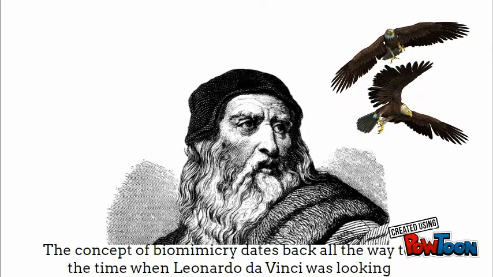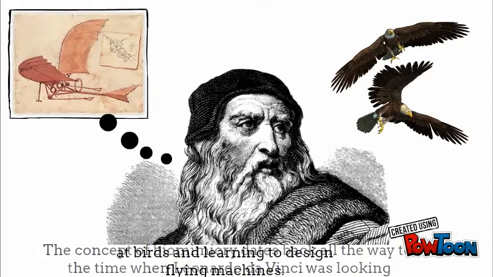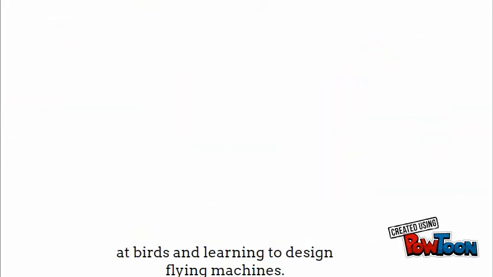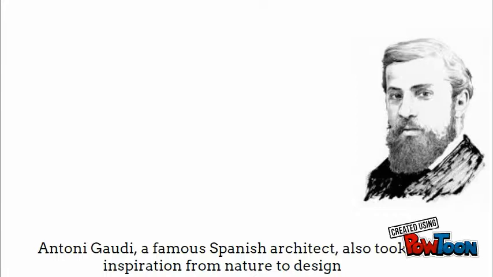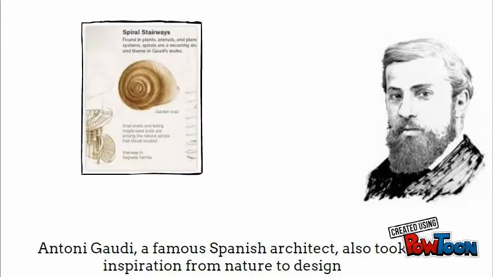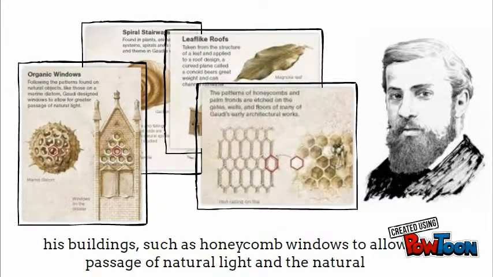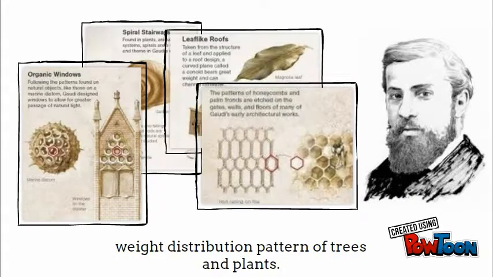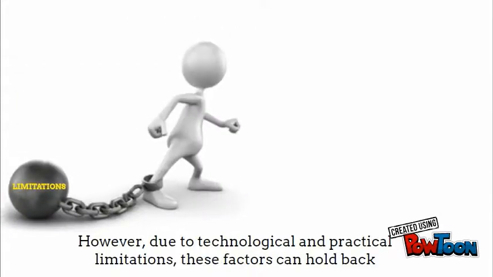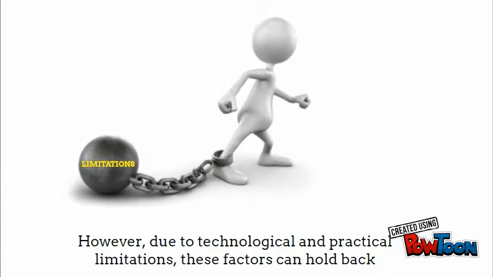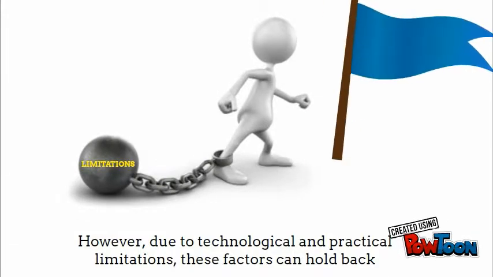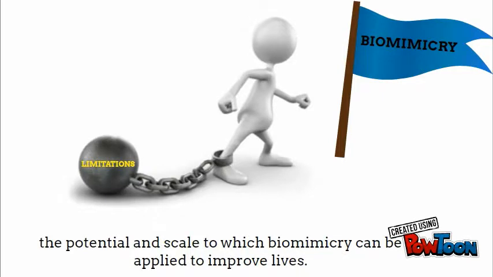The concept of biomimicry dates back all the way to the time when Leonardo da Vinci was looking at birds and learning to design flying machines. Antoni Gaudí, a famous Spanish architect, also took inspiration from nature to design his buildings, such as honeycomb windows to allow passage of natural light and the natural weight distribution pattern of trees and plants. However, due to technological and practical limitations, these factors can hold back the potential and scale to which biomimicry can be applied to improve lives.